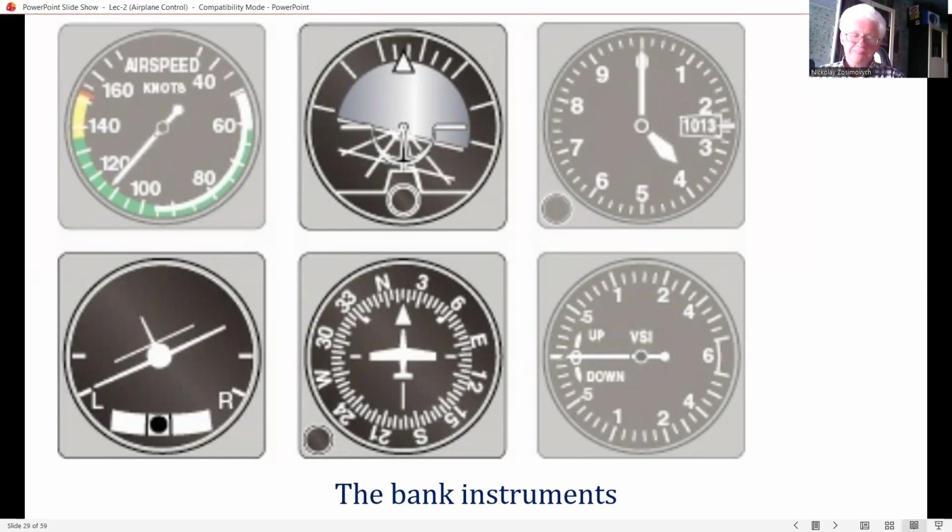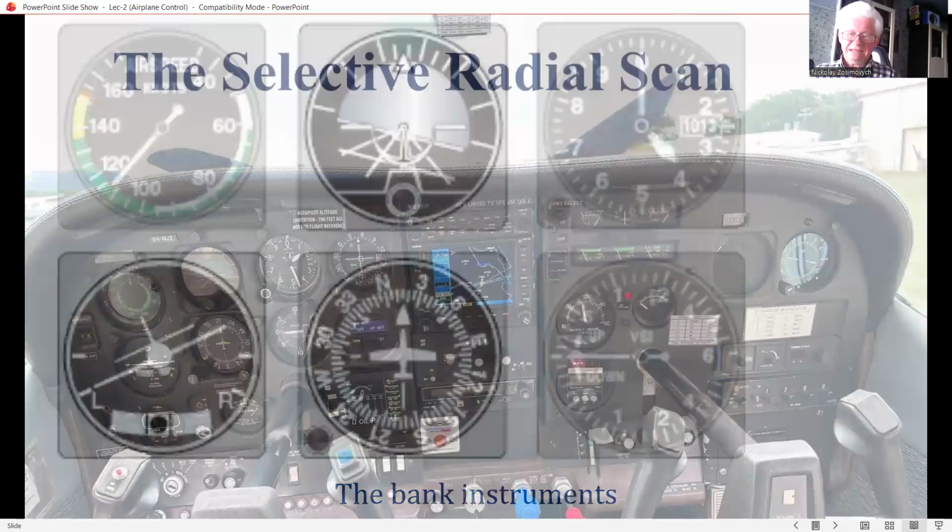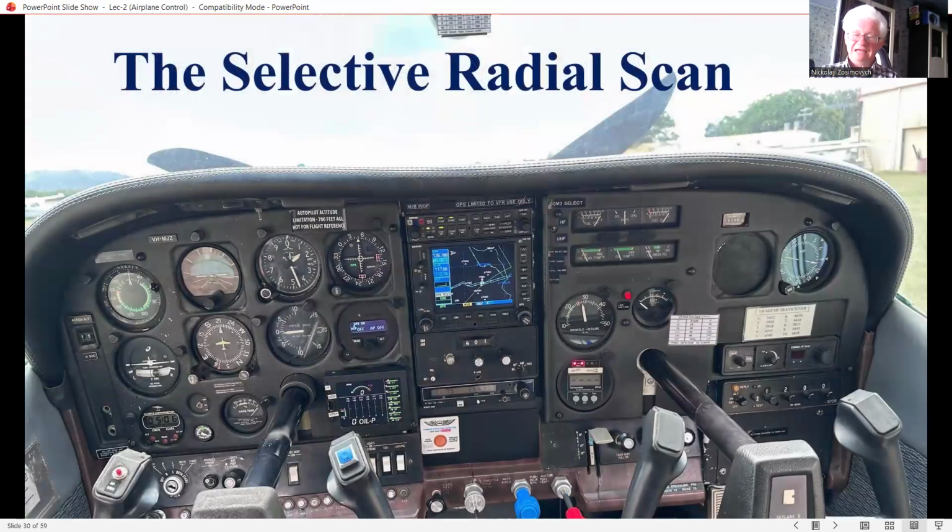In other words, the bank angle is an input. The turn coordinator is an output. It indicates the resulting rate of turn. Okay? Next question of today's lecture: the selective radial scan.